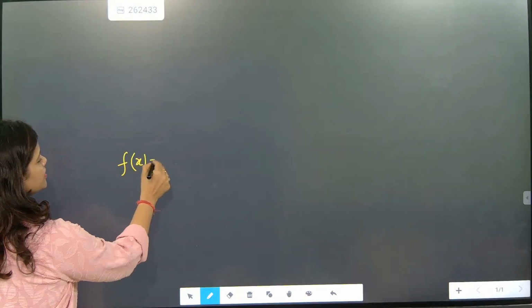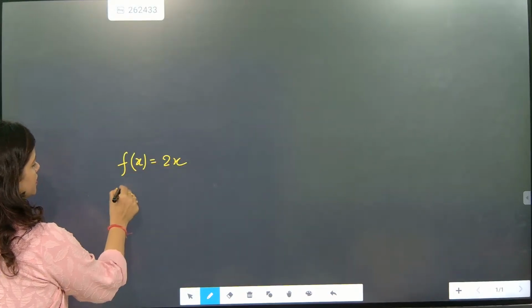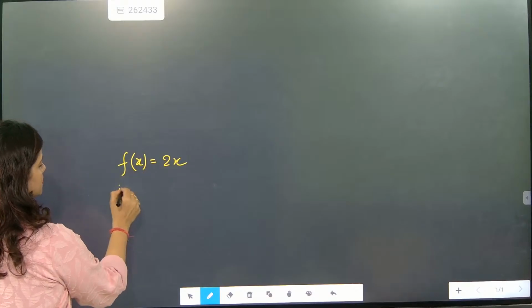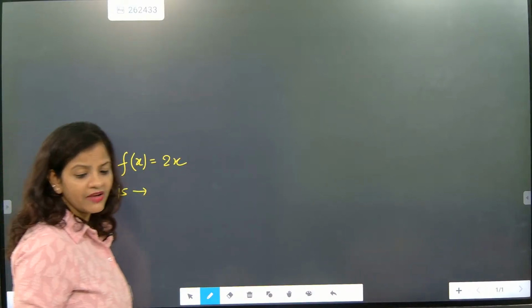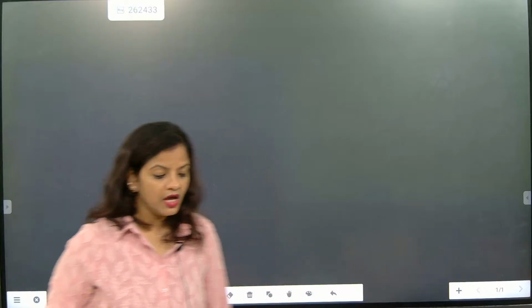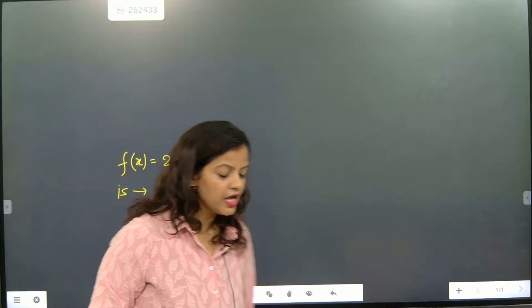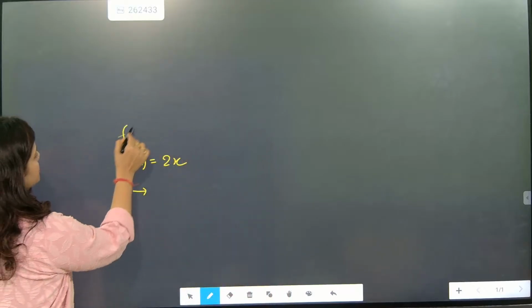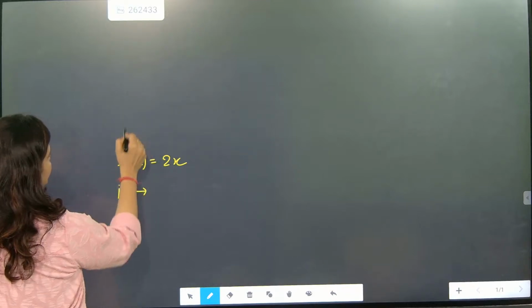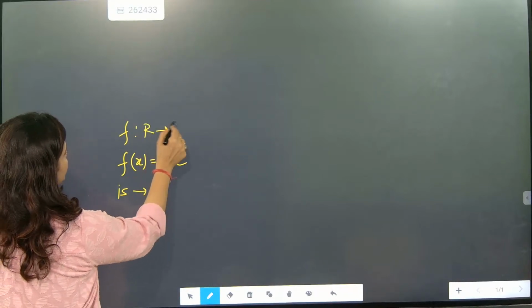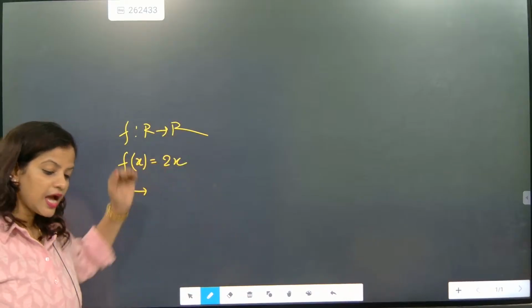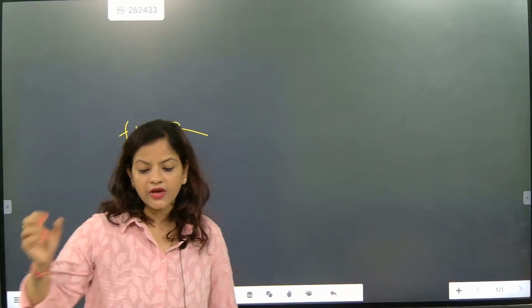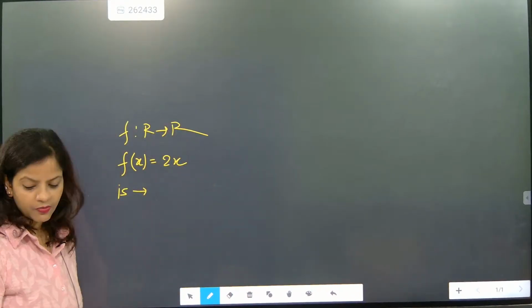f of x is equal to 2x. They have told what type of function, but I am asking you. f of x is equal to 2x, where f maps R to R. Come on, tell me what type of function it is. Children, type and write down. First check, f of x is equal to 2x. What type of function is it?